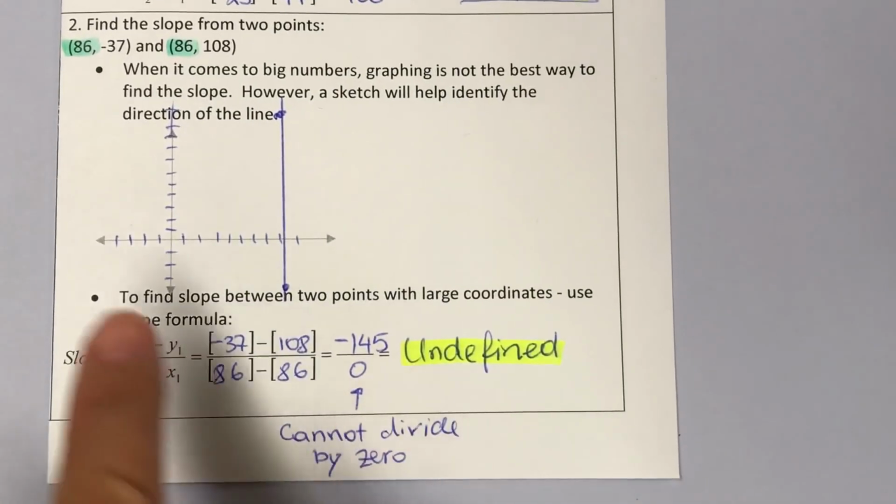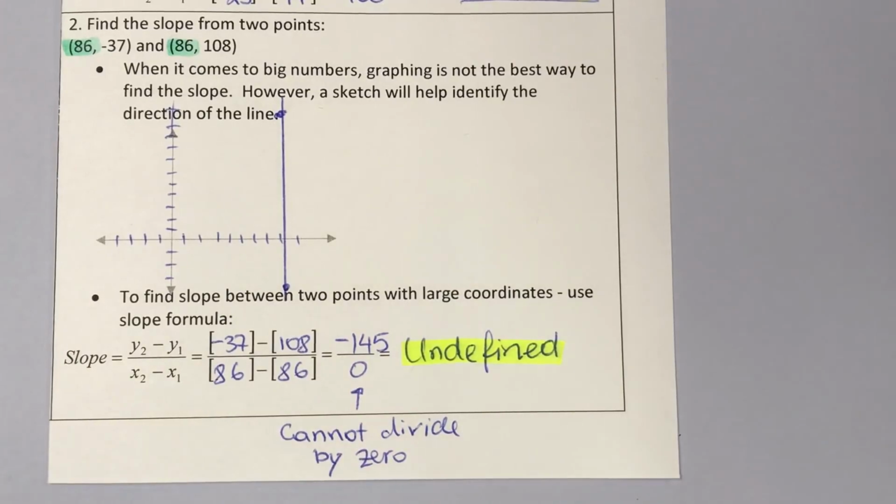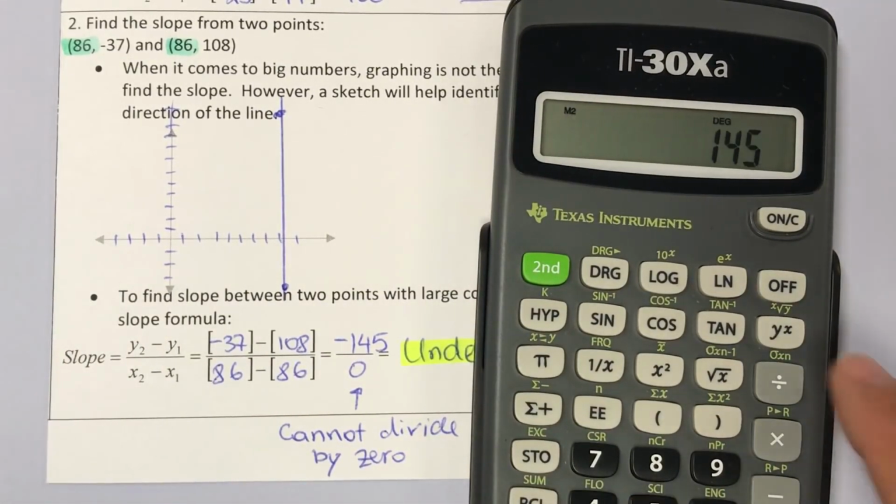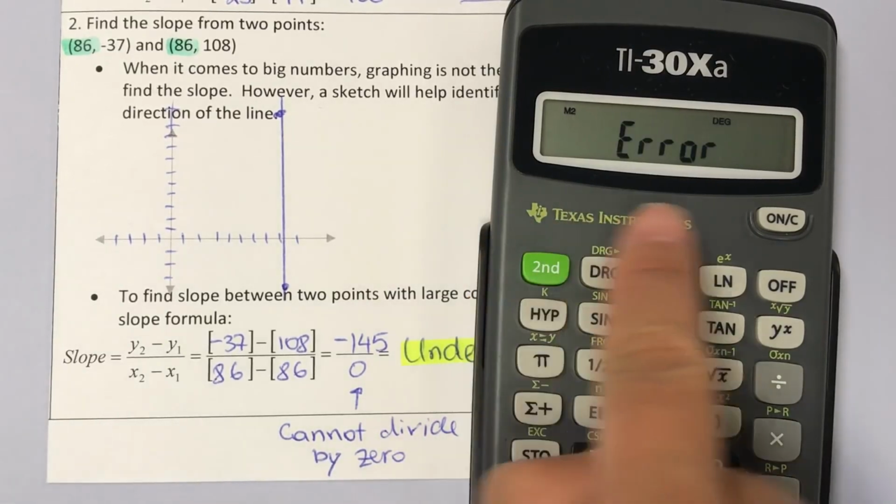By plugging in the formula, remember that you cannot divide by 0, and you can always check on the calculator to see that that is not possible.